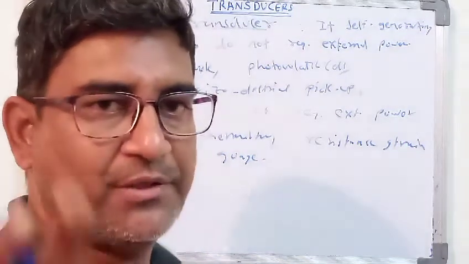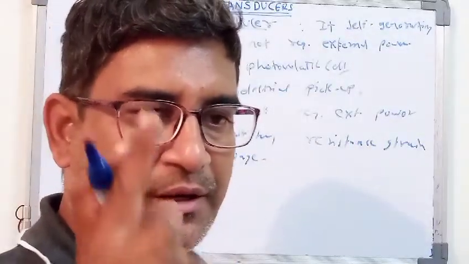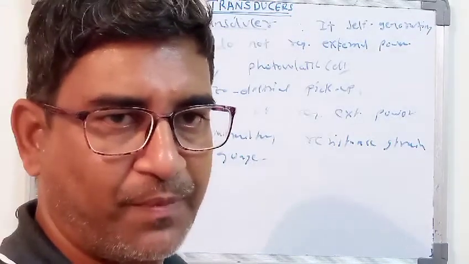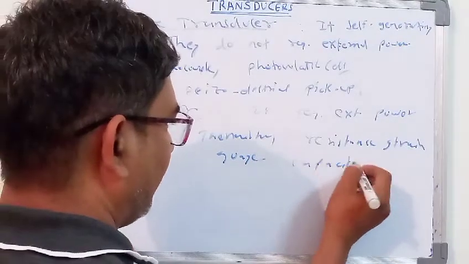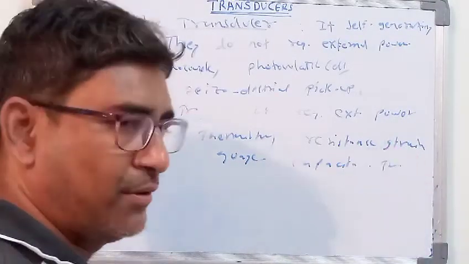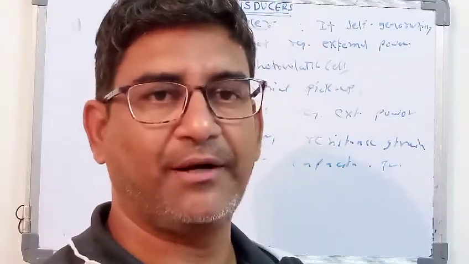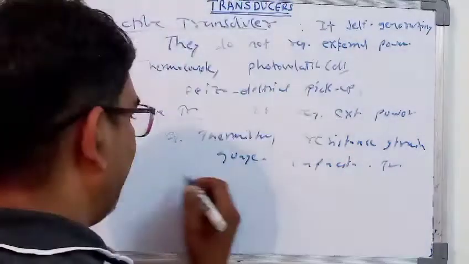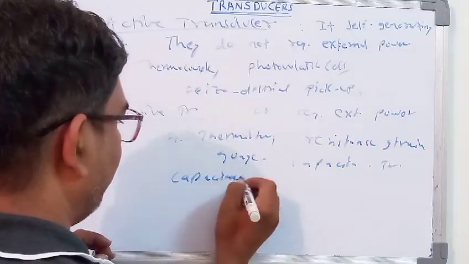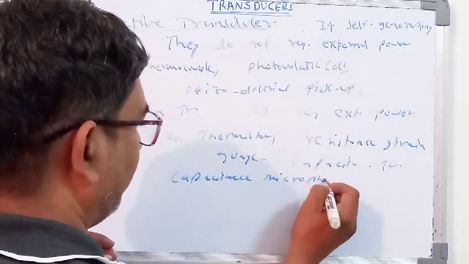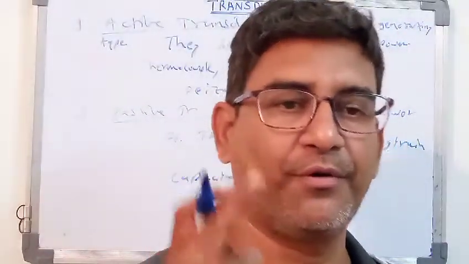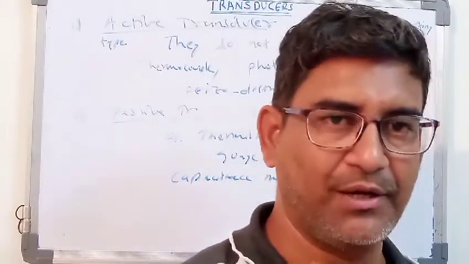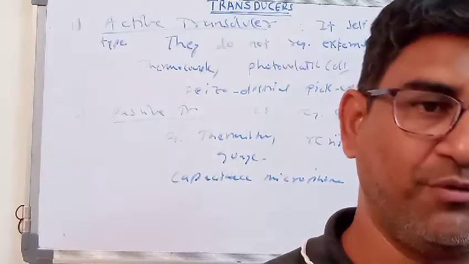The third, if it is a capacitance, as we have studied, the capacitor microphone is one of the examples of this passive transducer, because it requires external power. Generally we say the capacitor microphone, or you may say directly the capacitor transducer. Apart from this capacitance microphone, you have a photoconductive cell. This photoconductive cell is also one of the examples of a passive transducer.